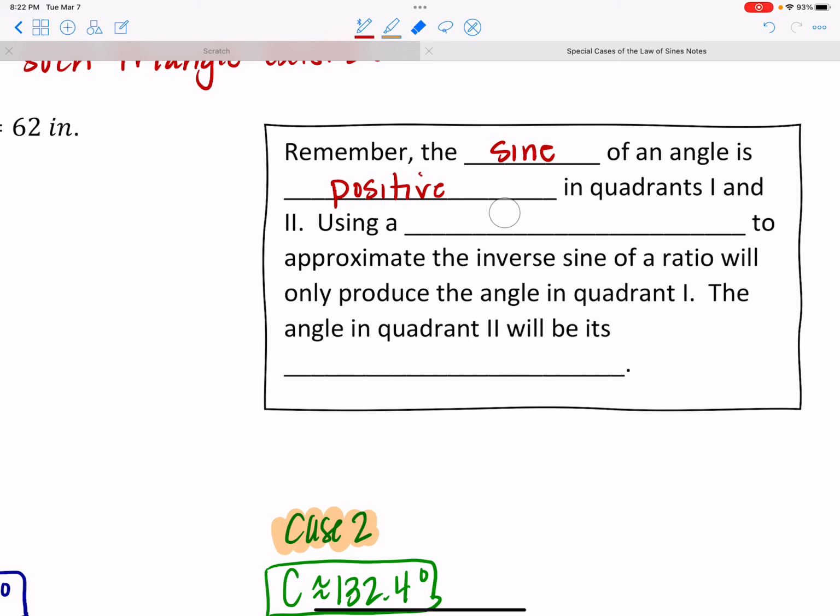And if we are using a calculator, oh gosh, can you hear my dog?